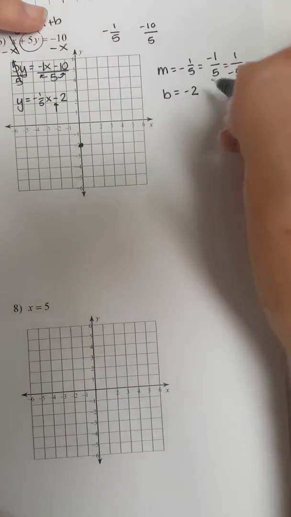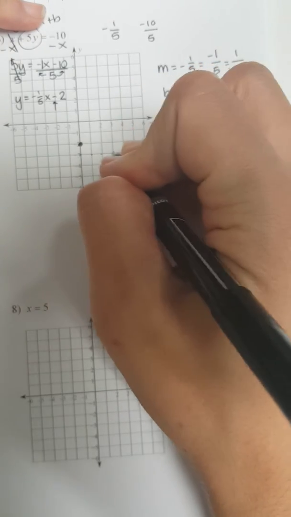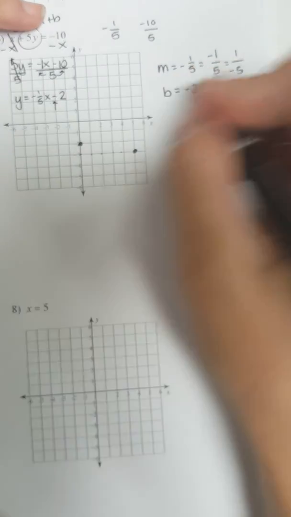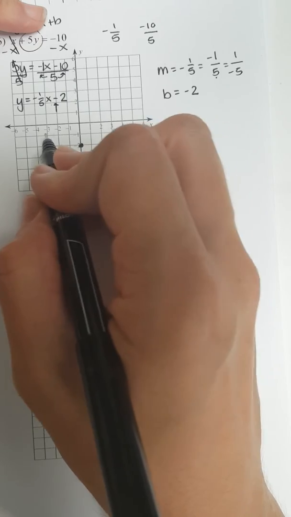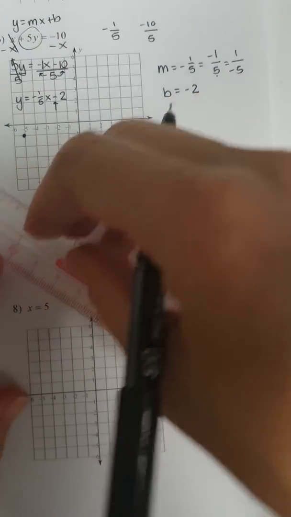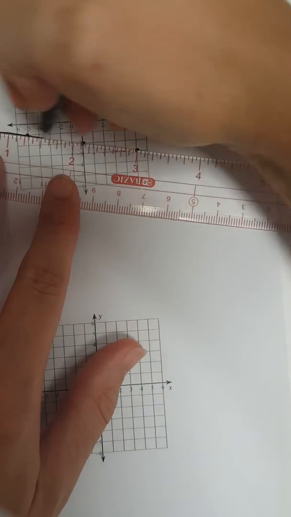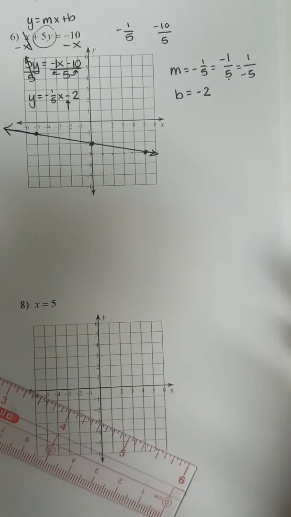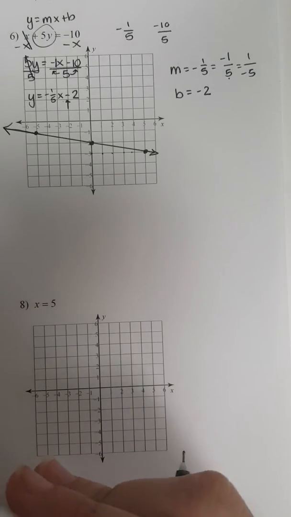And look, I'll even show you. If I did this one, rise negative 1, run positive 5, or rise positive 1 based off of this run and run negative 5. Positive 1 and 1, 2, 3, 4, 5. Look what happens when I connect those points. They are all the same. They are all on the same line. You can do either one and it will give you the same line.